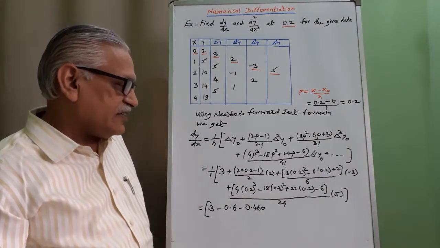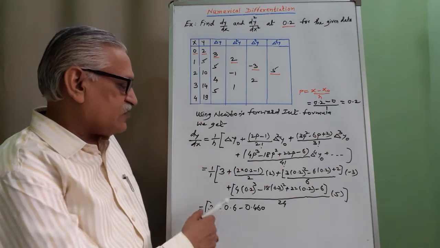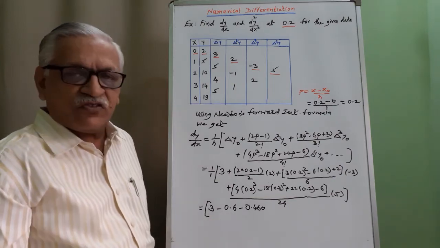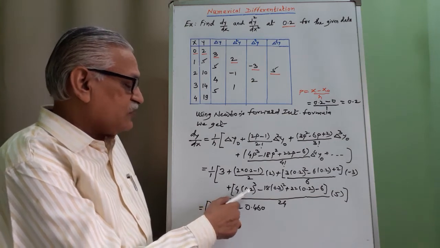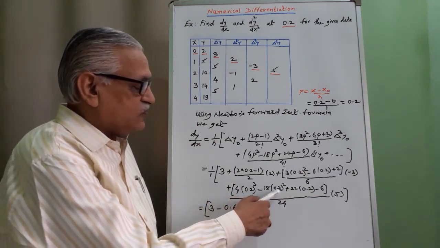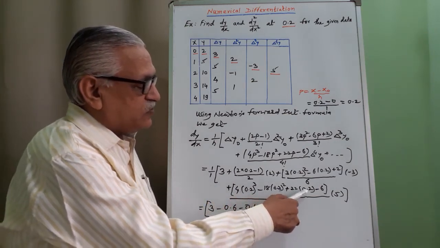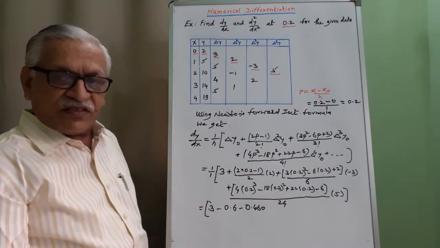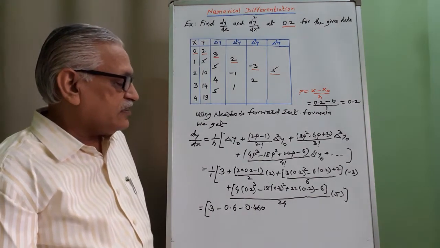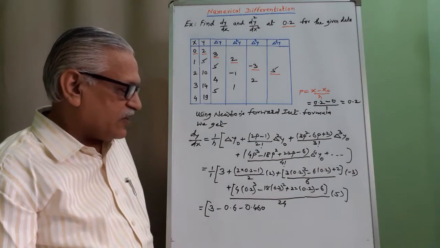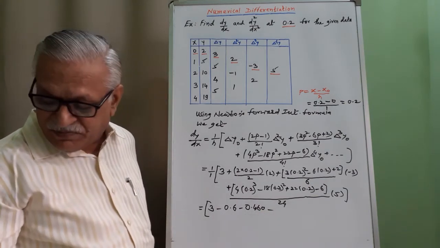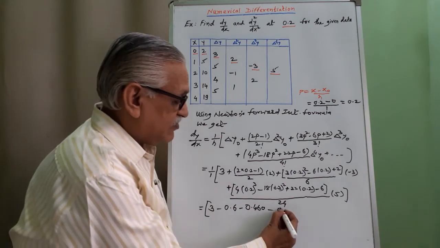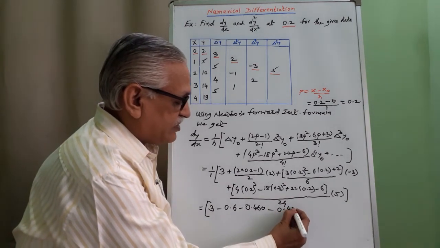Don't write it as it is. Always try to perform the calculation yourself. Then 4 into 0.2 cube minus 18 into 0.2 square plus 22 into 0.2 minus 6, divided by 24 and into 5, that value is minus 0.47.